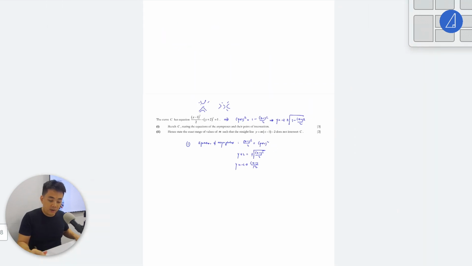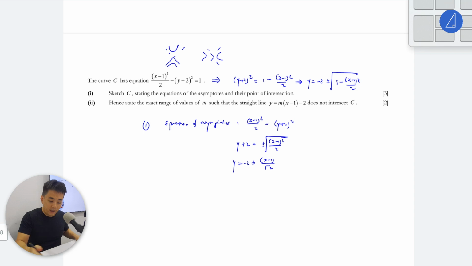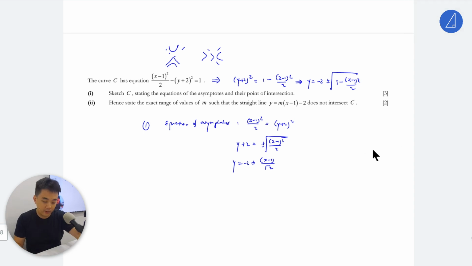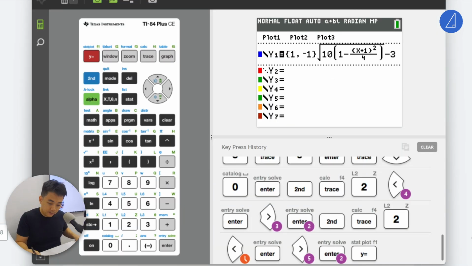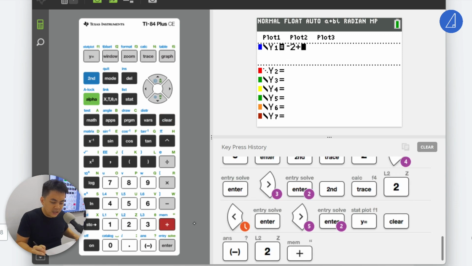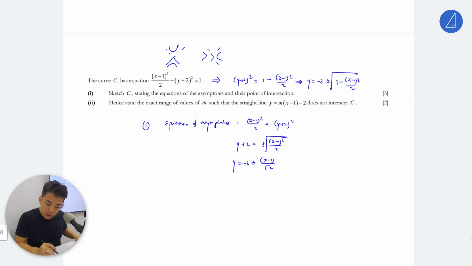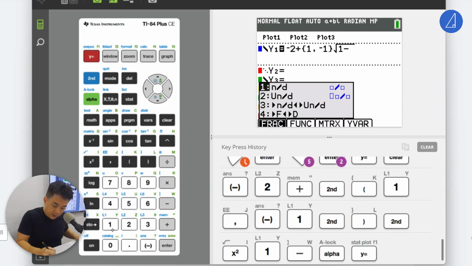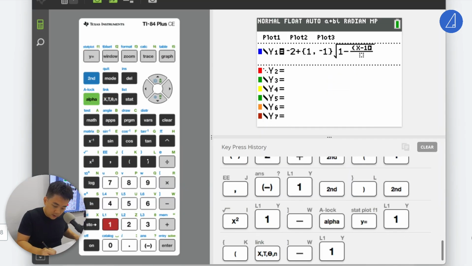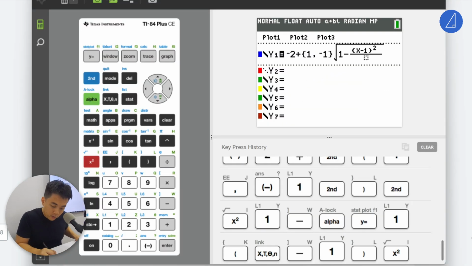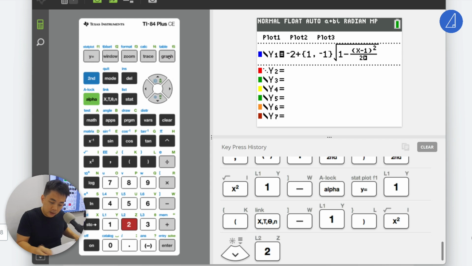Okay. So we have the equation of the asymptote ready. Now what we need is to find the graph. So this graph here, I'll just key this in. So minus 2. Just practice keying in the calculator. If you can't do it, let me know. I will help you out. Then this is the square root of 1 minus (x minus 1) squared over 2 in the calculator.